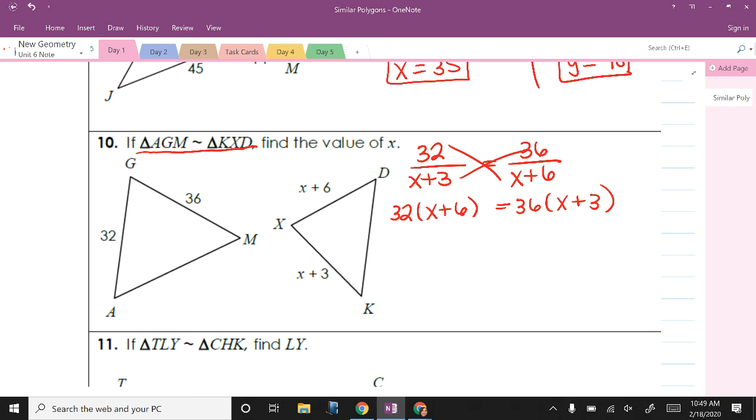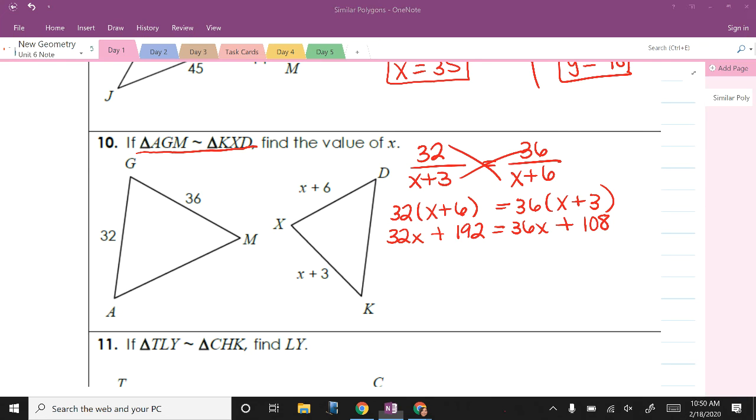And then you distribute. 32 times x is 32x, and 32 times 6 is, I believe you, 192. Equals 36 times x is 36x, plus, what's 36 times 3? 108? Okay so far? Then it's an equation.